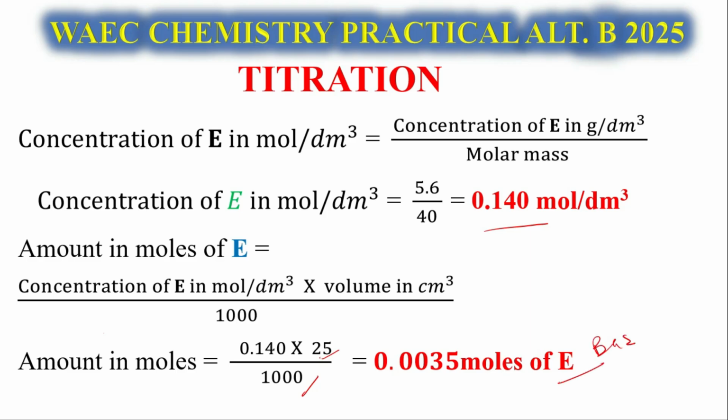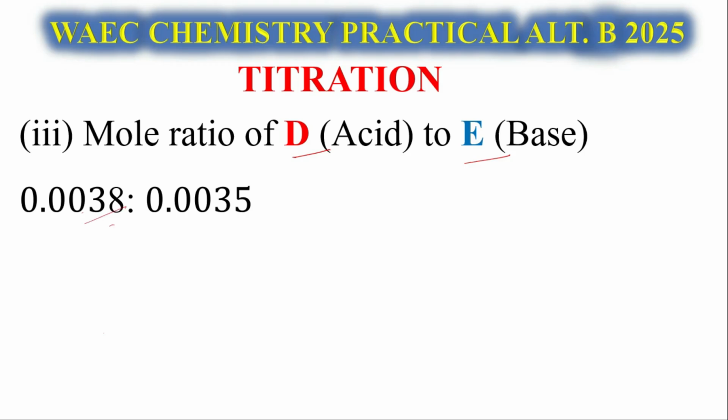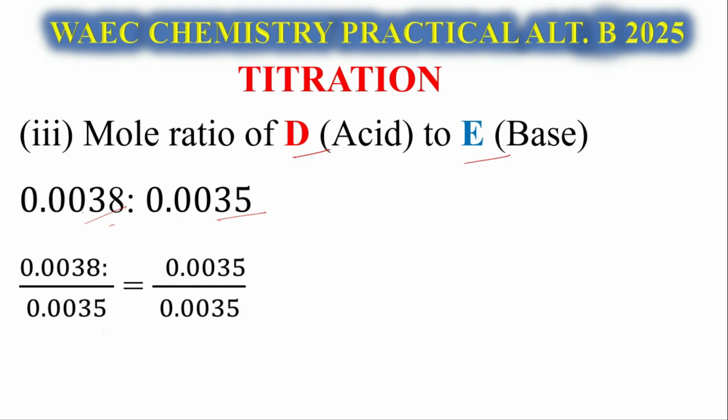Remember, E is our base. All right, so let's look at the mole ratio of our acid, which is D, and our base, which is E. The moles of acid is 0.0038 and of base is 0.0035. The next thing is to divide by the smallest. Out of these two, 0.0035 is smallest, so divide both sides by that. What do you have? You have 1:1.